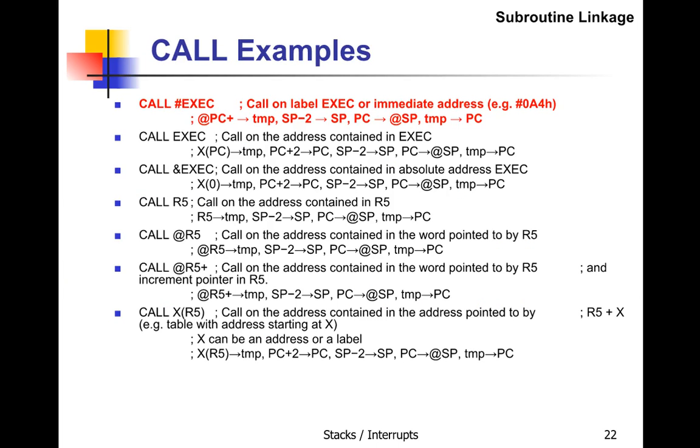So here's some examples of all the different addressing modes you can use with a call. The call, an immediate exec, that's what we normally do. There would be a label in your program called exec, and you call immediate exec, and that's going to go and actually start executing at that place you called exec in your program. That's the normal way of using it. But there's also other fancy ways to do it. If you don't put the immediate on there, it's a call on the address contained in exec.